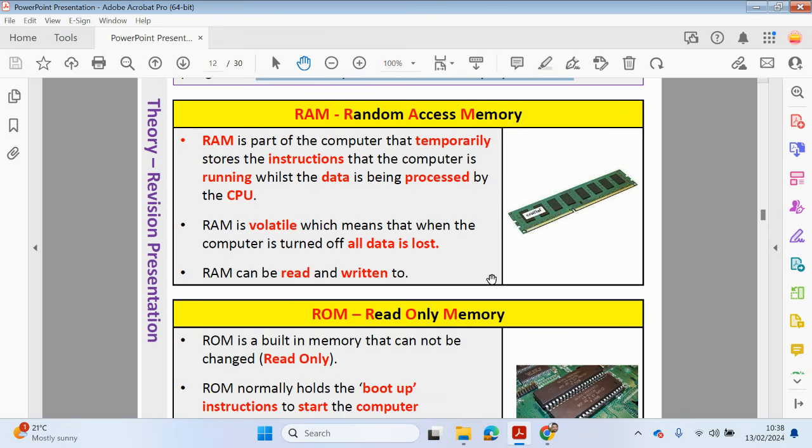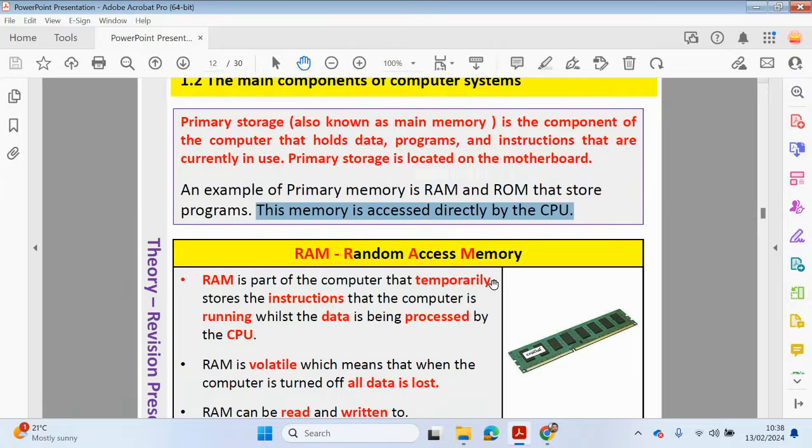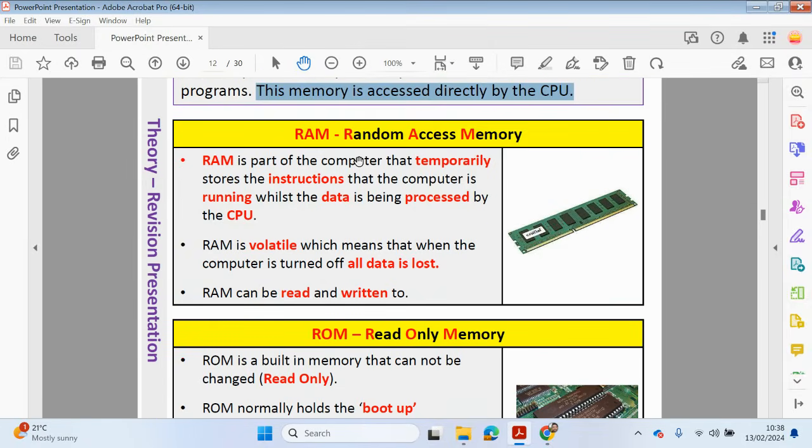So let's have a look at the two different types of primary memory. You have random access memory. It's really important when you are answering exam questions that you write down random access memory, and maybe get a mark in some cases. The random access memory is a part of the computer that will temporarily store instructions whilst it's being processed by the CPU. So every time you open up an application or a file, a piece of that memory is being used by the RAM to process that instruction.